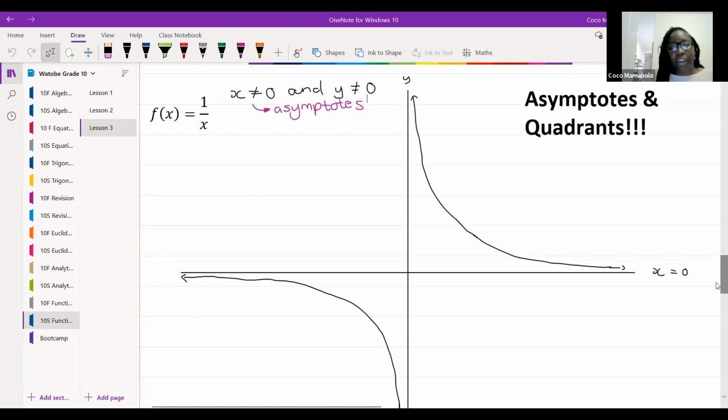Someone is asking, is this a mother graph? Yes, it's a mother graph. I love that word. Yes, this is the mother graph.